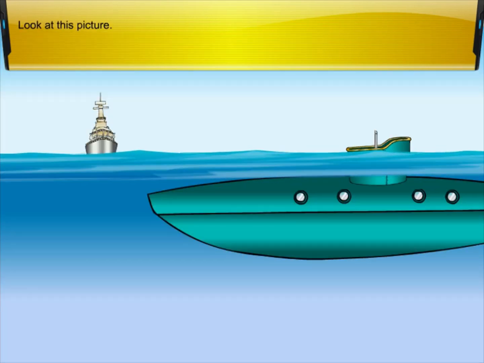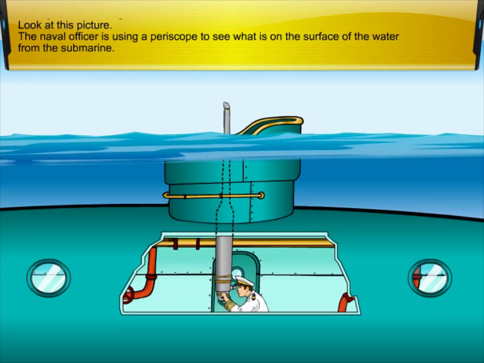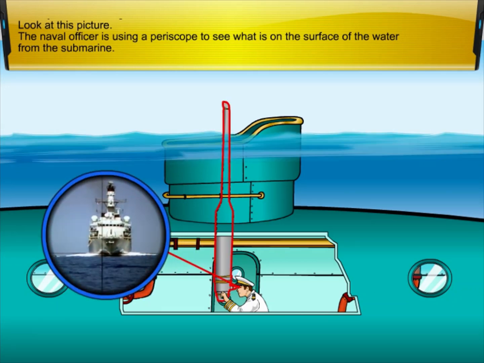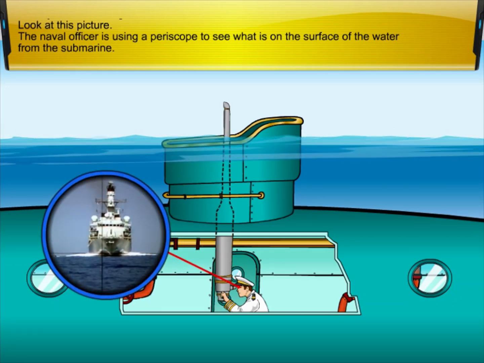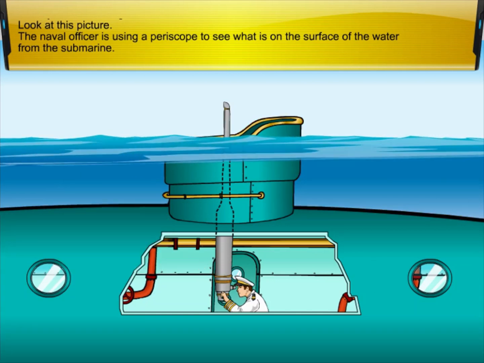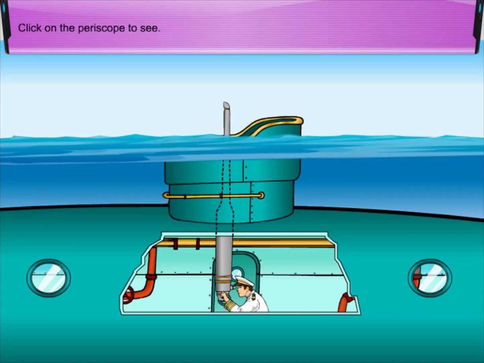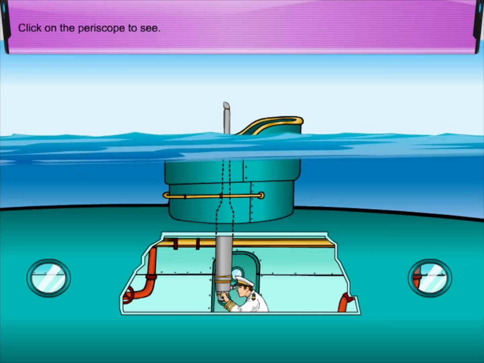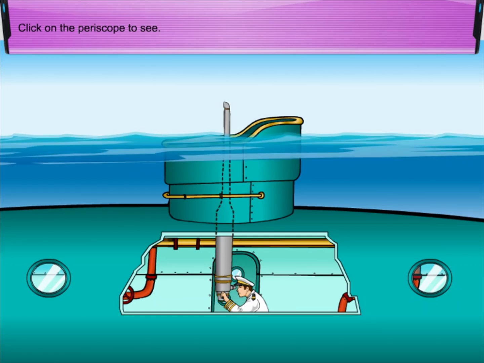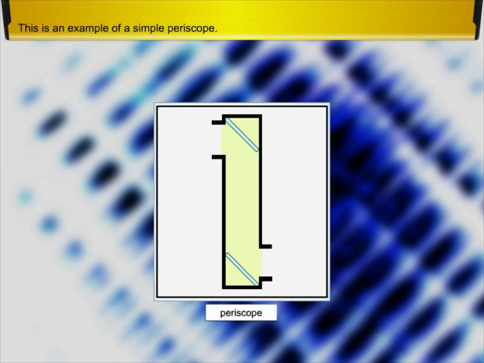Look at this picture. The naval officer is using a periscope to see what is on the surface of the water from the submarine. Now let's find out how a periscope works. Click on the periscope to see. This is an example of a simple periscope.